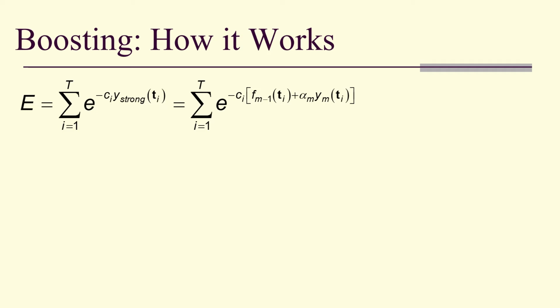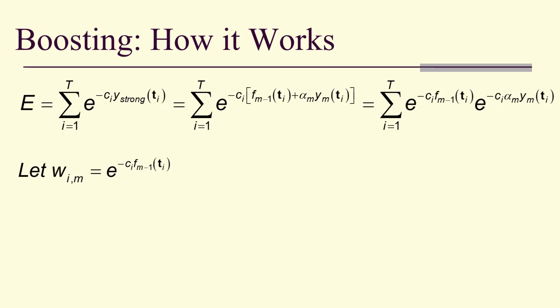So we have our total cost, and the exponential has an exponent of a sum, and we split that into two exponentials. And then we're going to let w sub i m be e to the negative c sub i f sub m minus 1 of t sub i. Remember, we already know w sub i m because it's defined by the things we already know. So the cost is the sum, i equals 1 to T, of w sub i m times e to the negative c sub i alpha sub m y sub m of t sub i. And that's what we don't know. We want to figure out what that is.